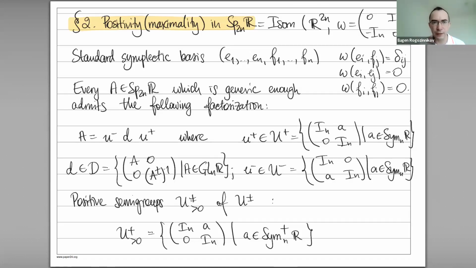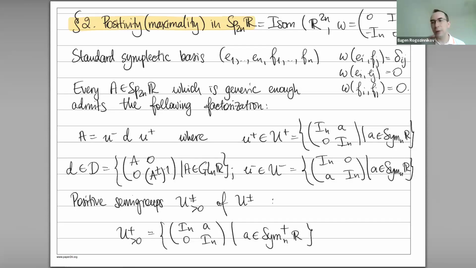And I also fixed the standard symplectic basis, E1, ..., En, F1, ..., Fn, which satisfy these conditions. And then every generic enough symplectic matrix A can be decomposed as a product of three matrices U minus, D, and U plus, where U plus is the block upper triangular unipotent matrix.